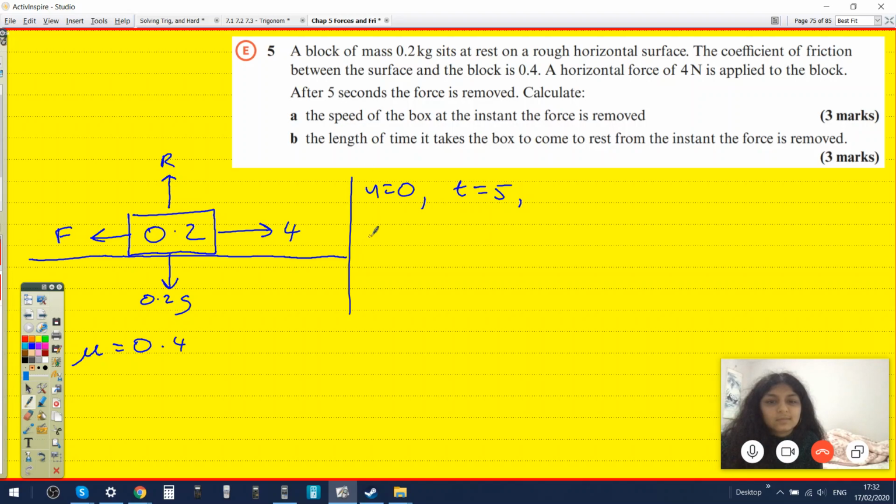What are we trying to find? Speed. So what, in terms of SUVAT, would that be? Wouldn't that just be final velocity, so V? Yes. And let's see, can we find A? No. Because you only know one force in each direction. Which force do you not know? R and F.